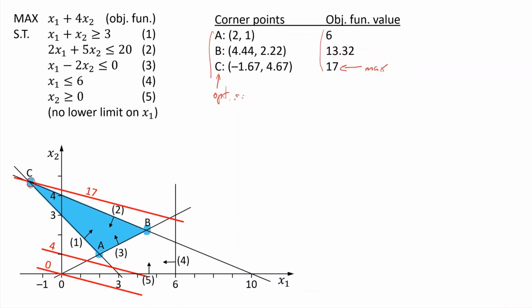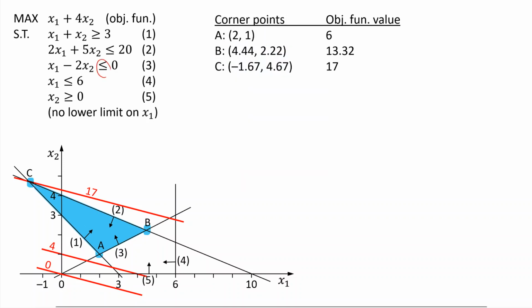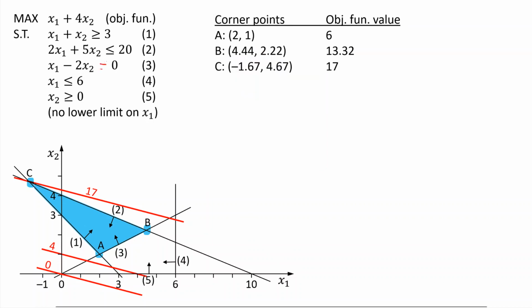What I would like to do now is modify this model slightly and see what happens. In particular, modify constraint number 3. Constraint number 3 is now a less than or equal constraint. So this is the less than or equal. What I want to do is change it to equality, and I want to see what happens had this been equality. So if this is equality, let's write this in red. This is x1 minus 2x2 equals 0.